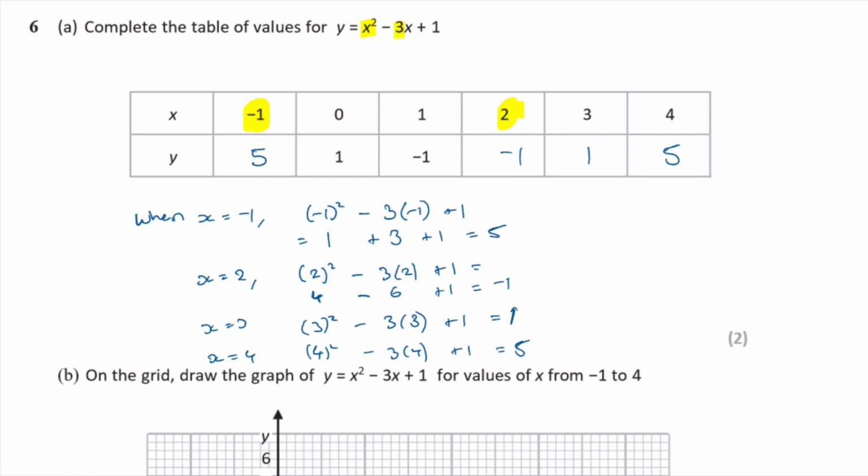Okay, so that's quite reassuring. You can see that these two match, got -1 and -1, and then these two match, got 1 and 1, and then these two match, got 5 and 5. So you can see it's symmetrical around here, which is what you expect with a parabola, isn't it? You should have a low point on it, and then it mirrors itself going back up the other way.